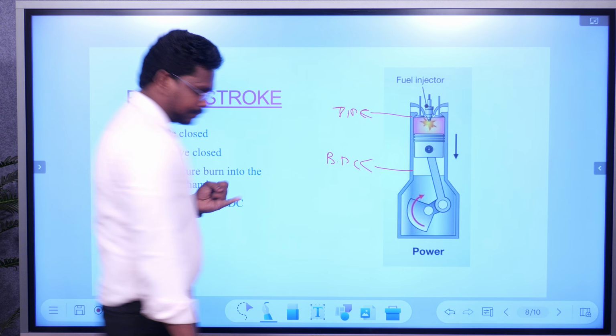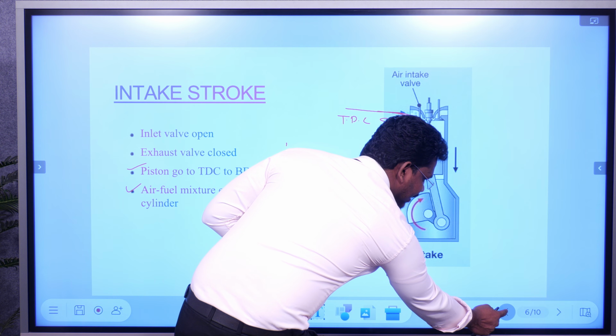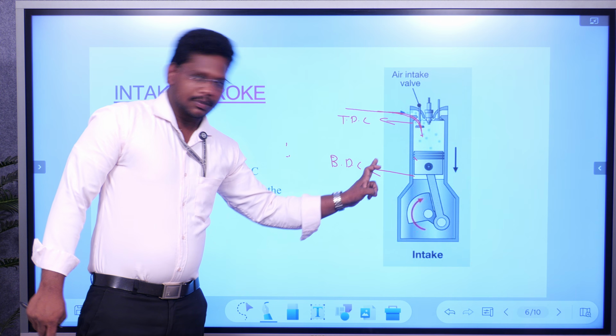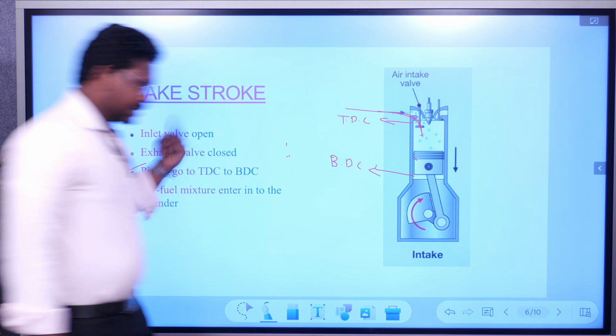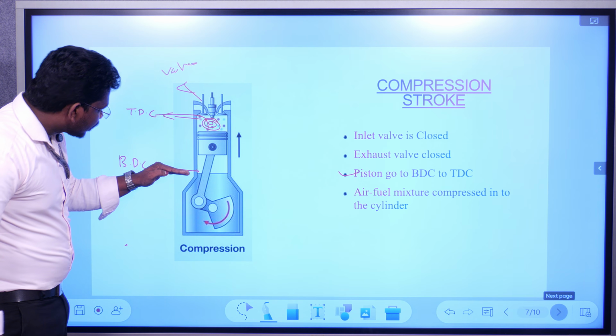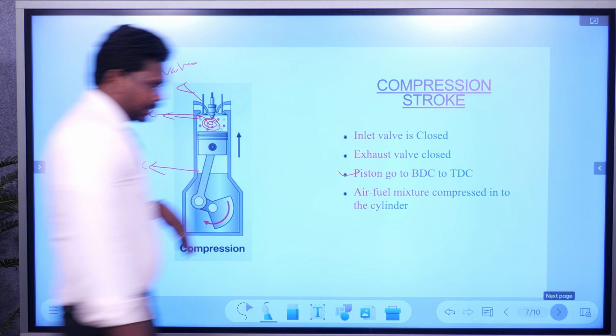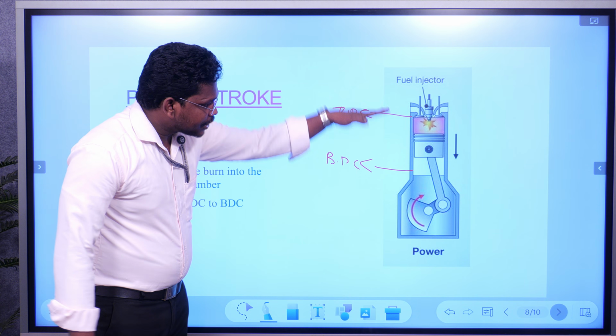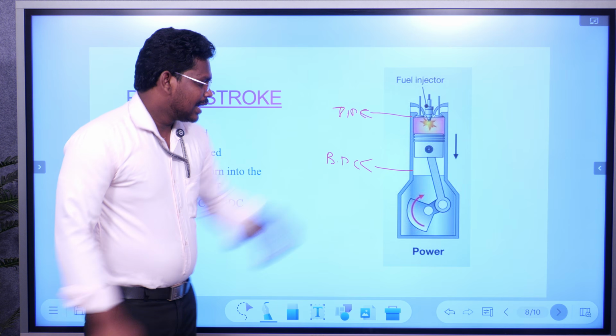Let me repeat once again. In the first stroke, the piston moves from top dead center to bottom dead center. In the next stroke, the piston moves from bottom dead center to top dead center. In the next stroke, top dead center to bottom dead center. These are the 3 strokes. Now the last and final stroke.